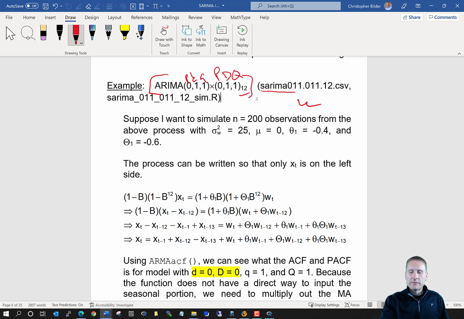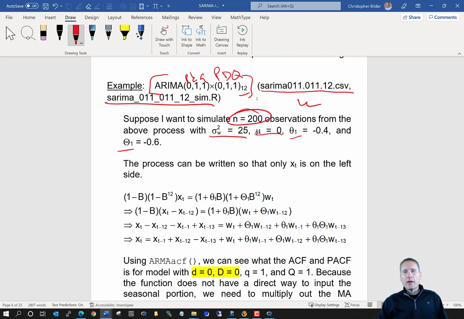My data is in this particular comma delimited file, and here is my corresponding program associated with it. We're going to have 200 observations that were simulated from it. My variance is going to be 25, the mean is 0. Theta 1 is negative 0.4, and capital Theta 1 is negative 0.6.